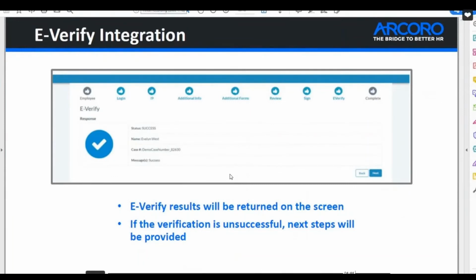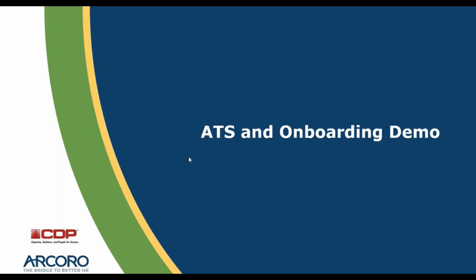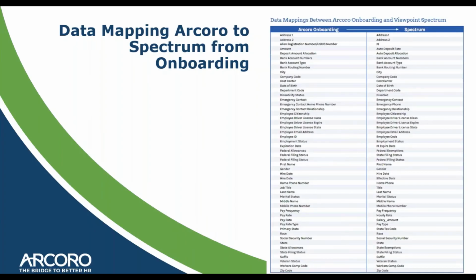All right, there is a library of documents that you will use to manage all of your paperwork. If you are on Viewpoint Spectrum, unique to Viewpoint Spectrum that isn't done with any other accounting systems out there, it's a really great solution, is we can not only move the data over into Spectrum, we can also drop the forms that have been collected into the correct drawers within document imaging. This is just a representation now of the data mapping of the data between Arcoro and Spectrum.